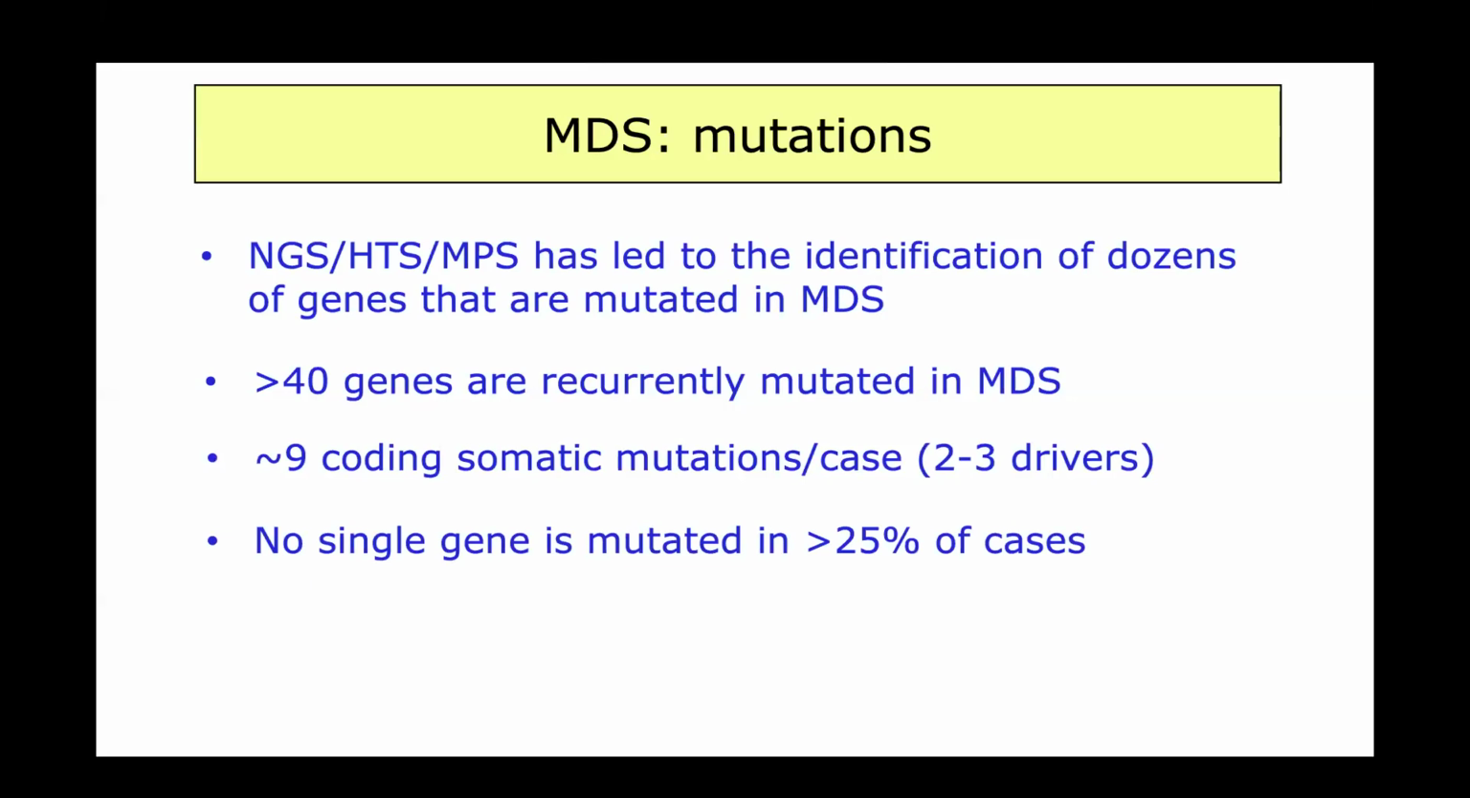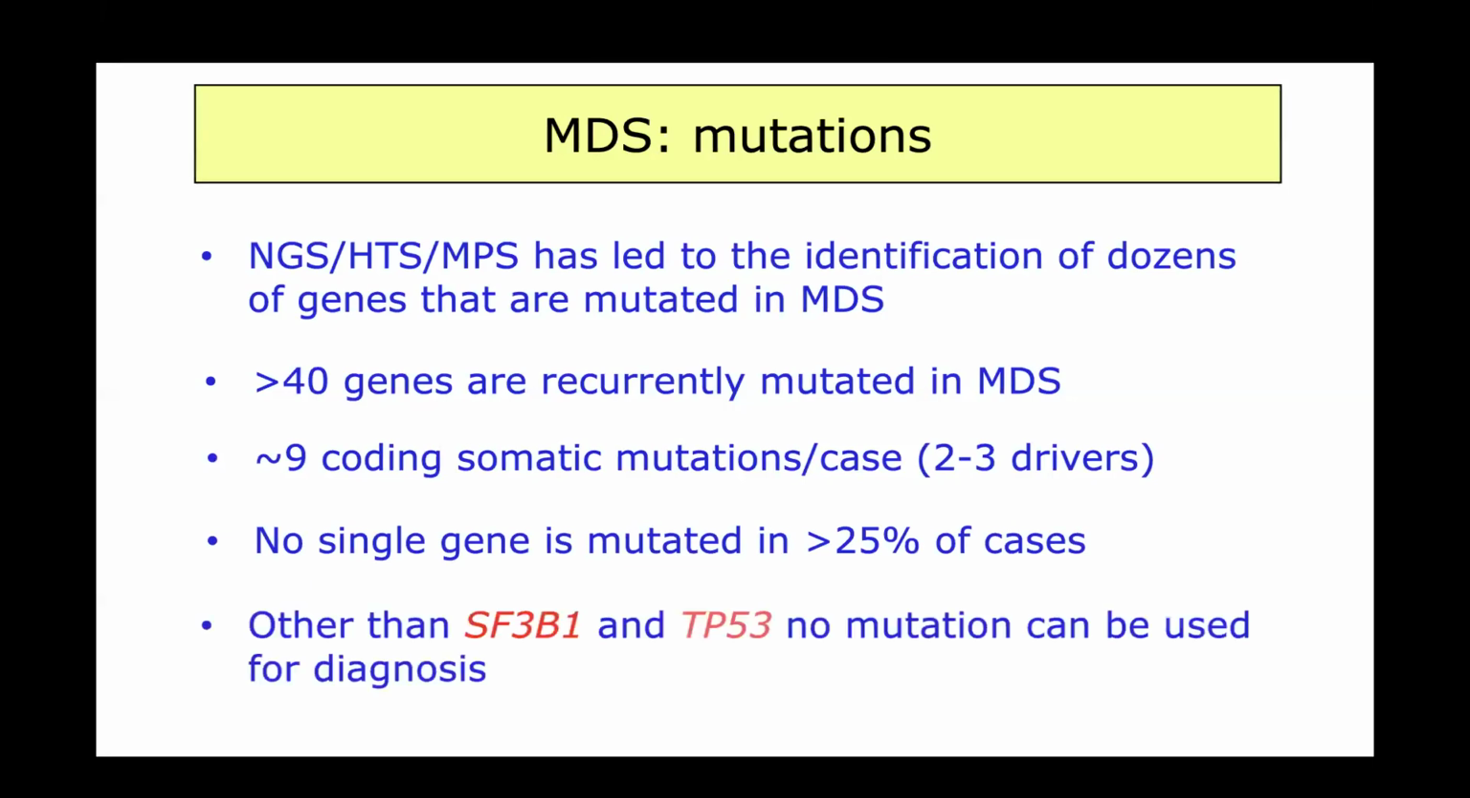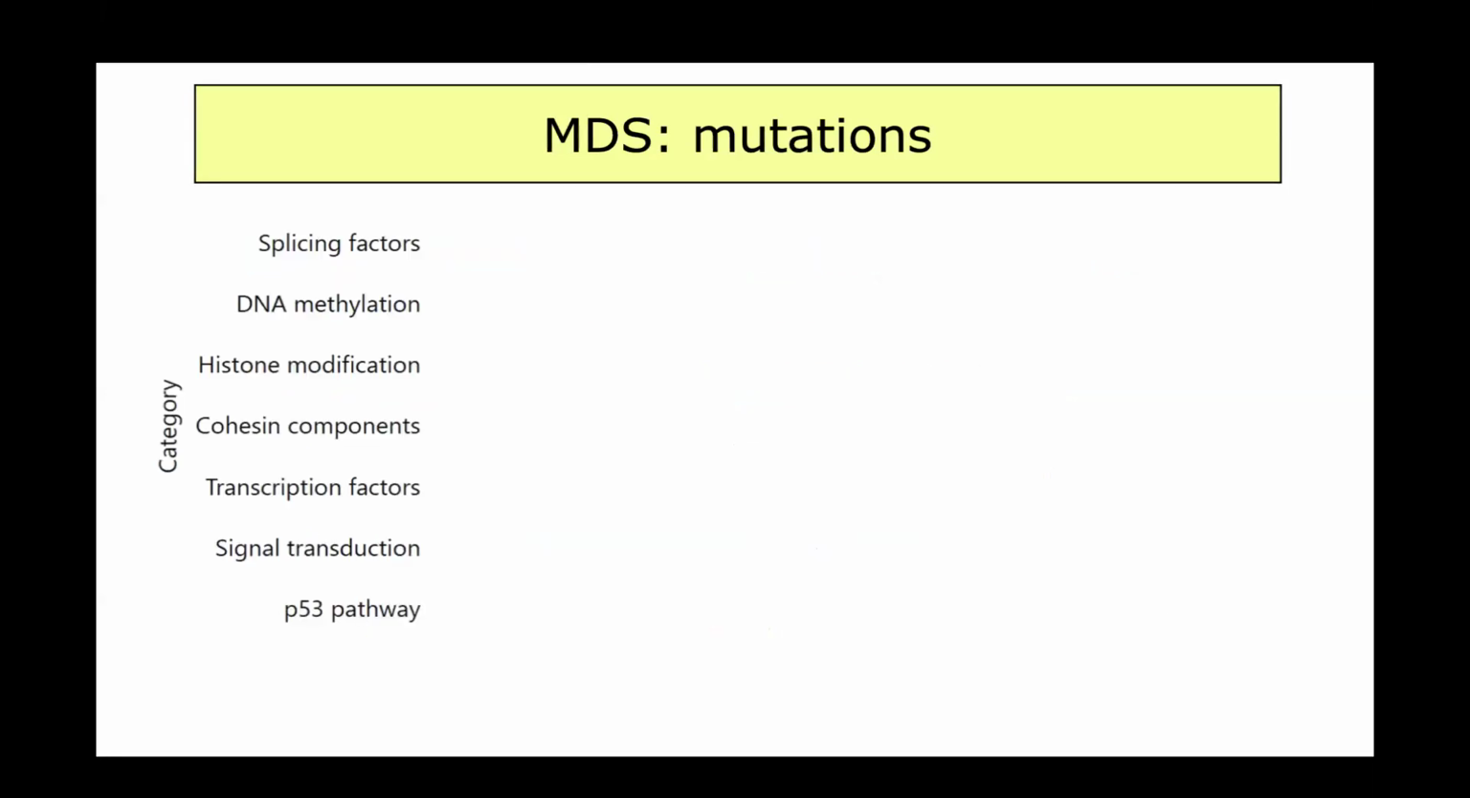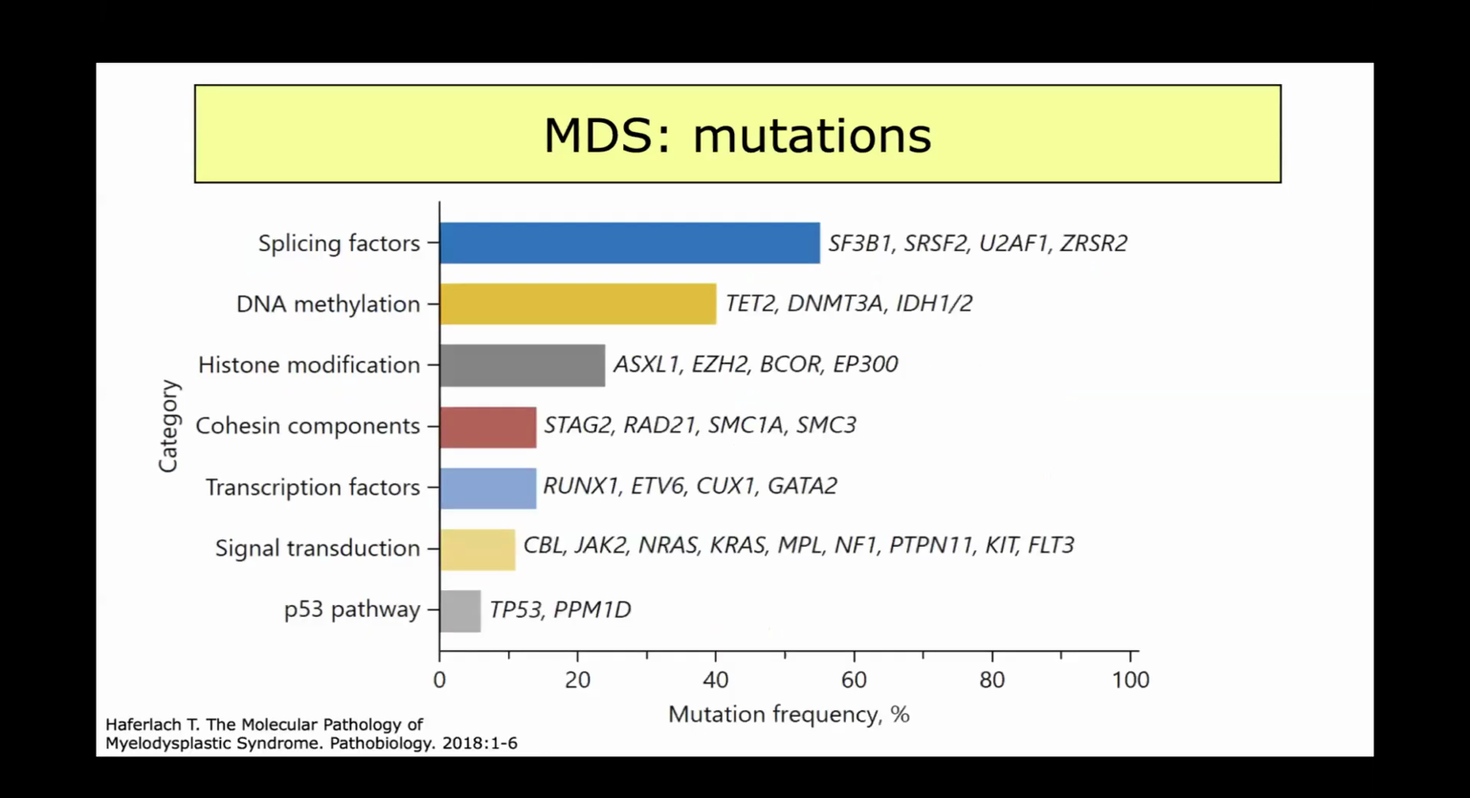No single gene is mutated in more than 25% of cases, and other than SF3B1 and TP53 that we'll discuss in a little bit more detail shortly, no mutation can be used for diagnosis. So this bar graph highlights the groups of genes that are commonly mutated in myelodysplastic syndromes, and those affecting splicing factors SF3B1, SRSF2, U2AF1, and ZRSR2 are the most common group of genes that are mutated in myelodysplastic syndromes.